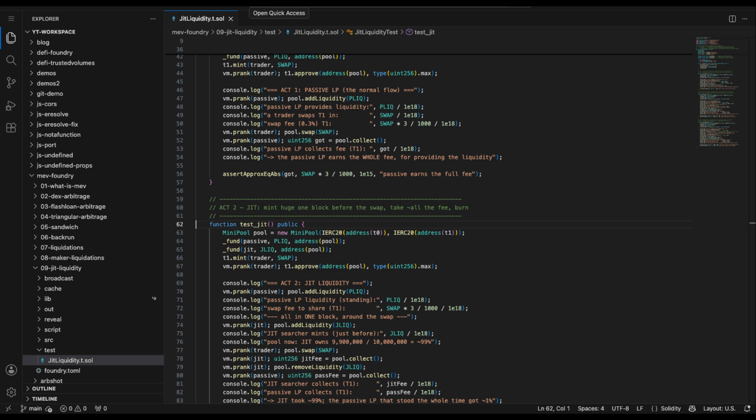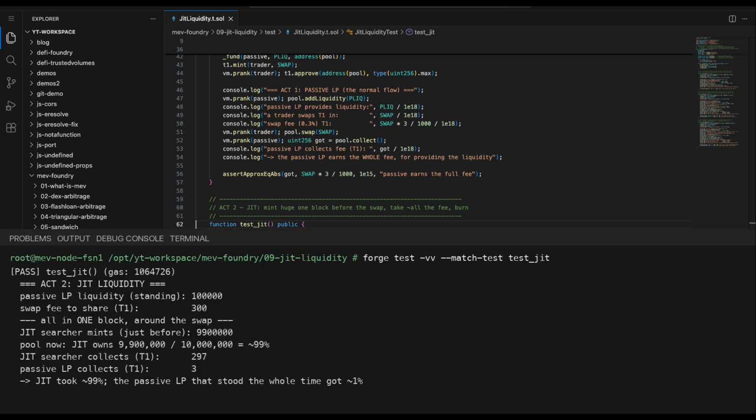We print what each one earns. Run it. The passive LP is standing with its liquidity, and the fee to share is 300. Then the searcher mints its giant position, becoming about 99% of the pool. The swap goes through, and the split.